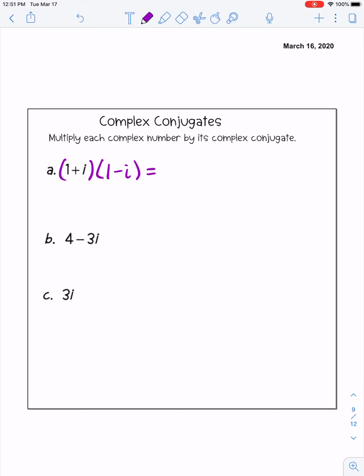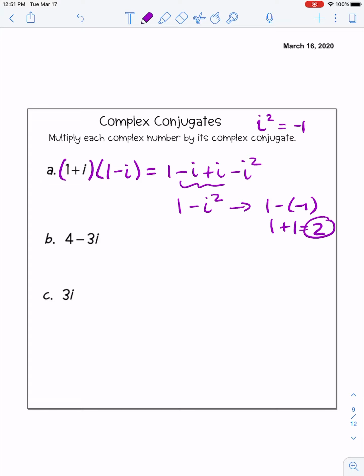And when I do that, you should have gotten 1 times 1 is 1. Then I'm going to get negative i plus i, and then minus i squared. I have like terms here I can combine, so that's going to cancel. And I'm just left with 1 minus i squared. And we talked about the fact that i squared is equal to negative 1. So this is going to give me 1 minus negative 1, which is 1 plus 1. And that gives me 2.